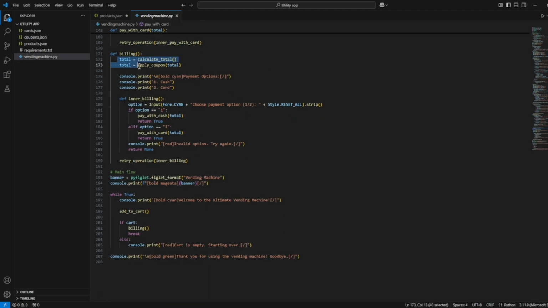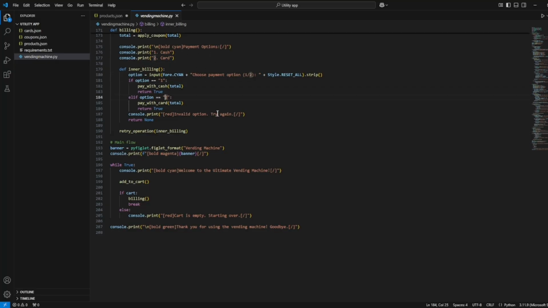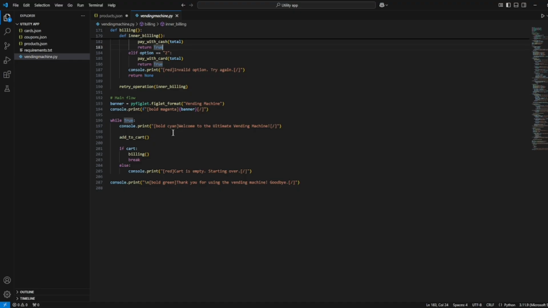Now here is the function where it says how the billing will happen. You have the option to pay by cash or card. If you choose option 1, it will give you the option to pay by cash, and if you choose option 2, then it will give you the option to pay by card.